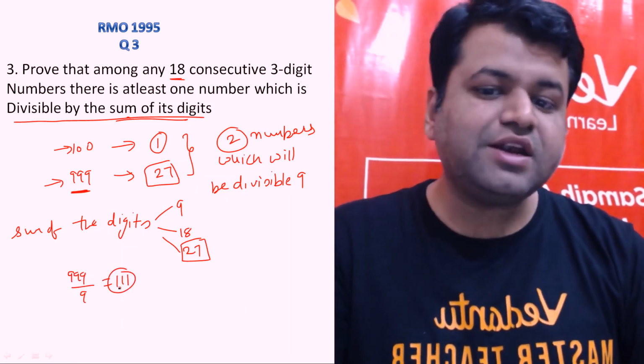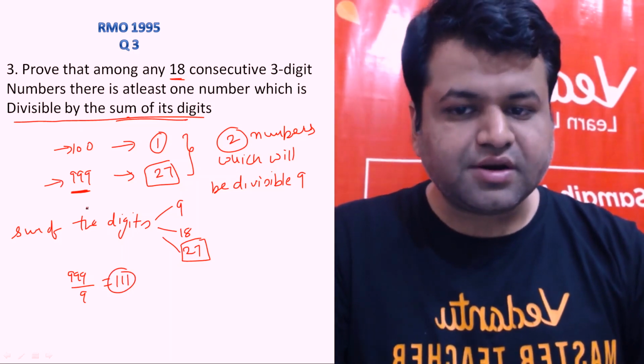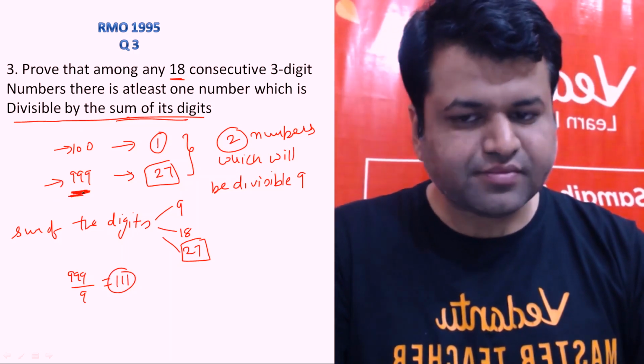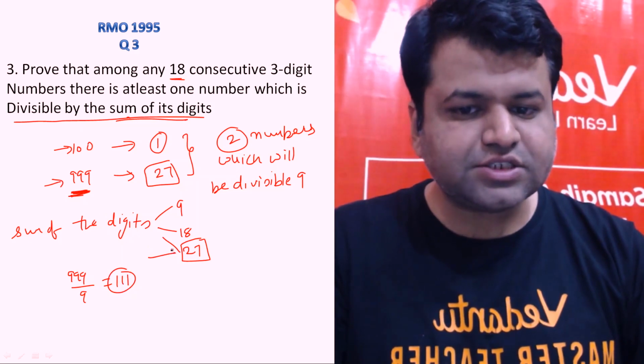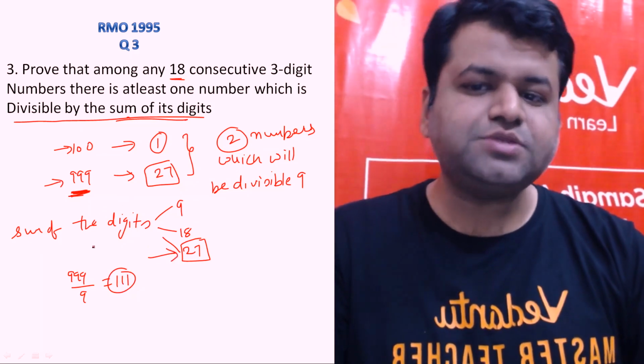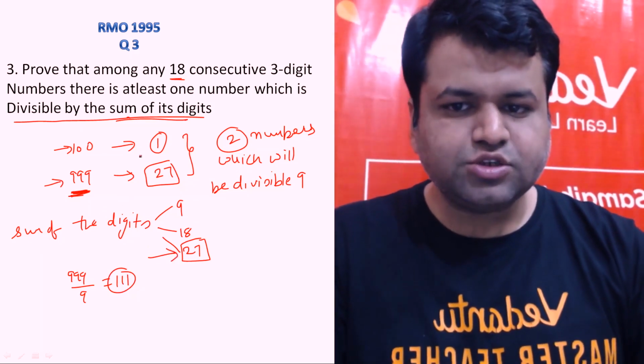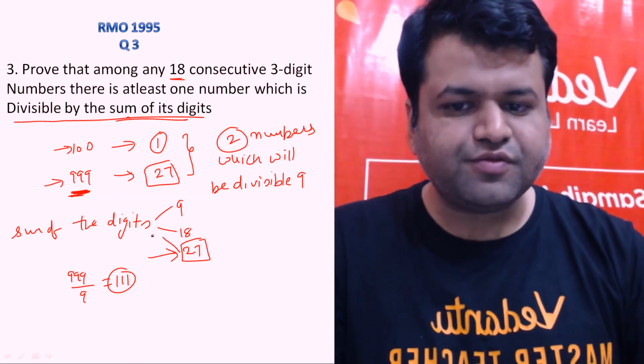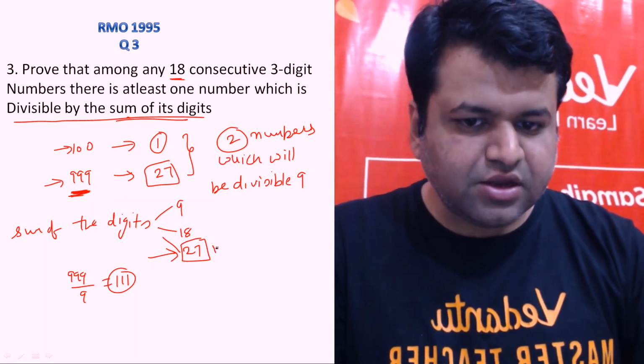And 111 is again divisible by 3. So if 999 is one of the numbers, that is, if the sum of the digits is 27, then the number will be divisible by 27, right? So that is what we need to prove. So let's ignore this case.